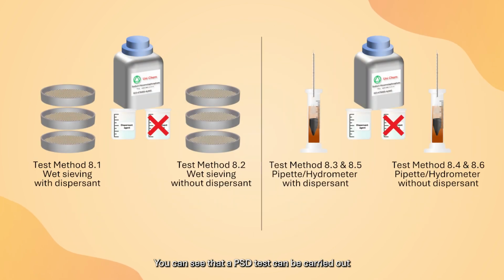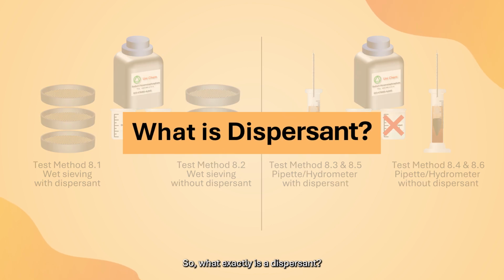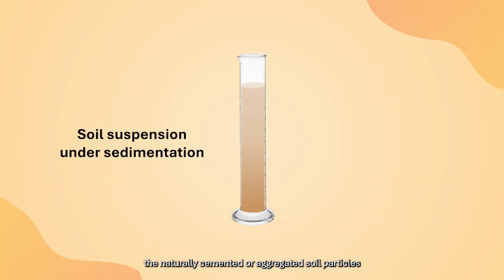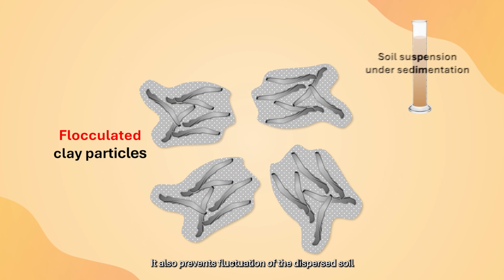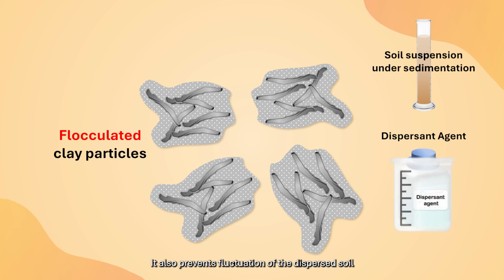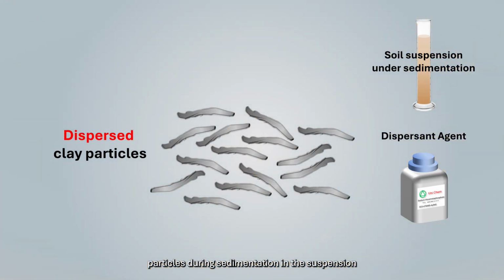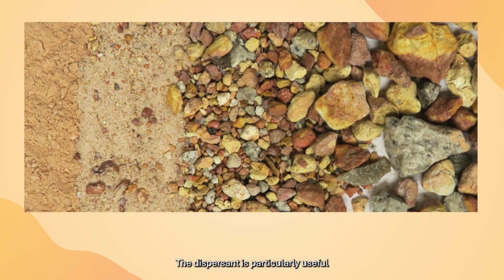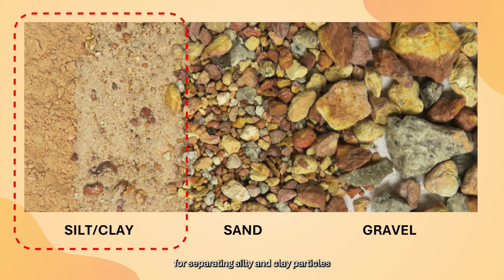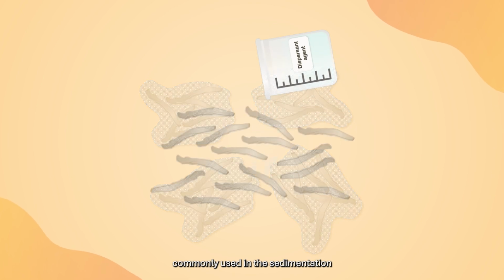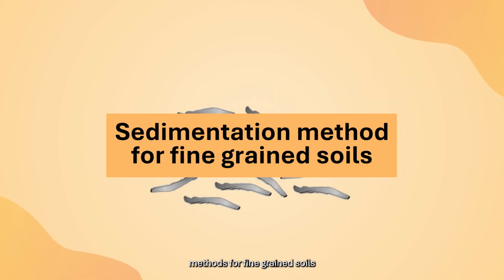You can see that a PSD test can be carried out with or without dispersant. So, what exactly is a dispersant? It is a chemical agent used to separate the naturally cemented or aggregated soil particles. It also prevents flocculation of the dispersed soil particles during sedimentation in the suspension. The dispersant is particularly useful for separating silty and clayey particles. That's why a dispersant is more commonly used in the sedimentation methods for fine-grained soils.